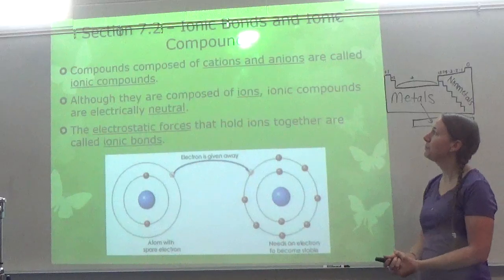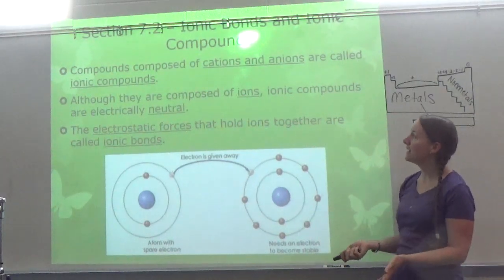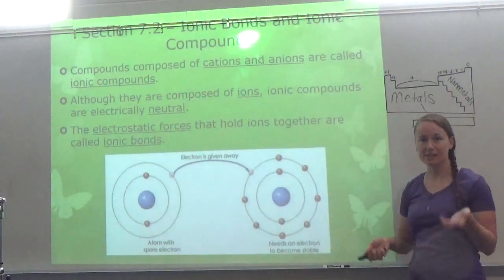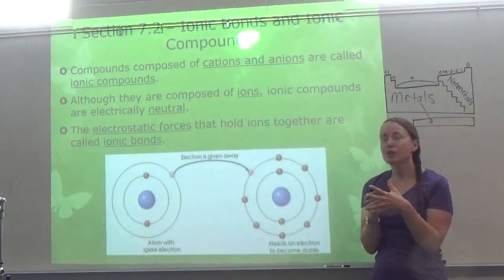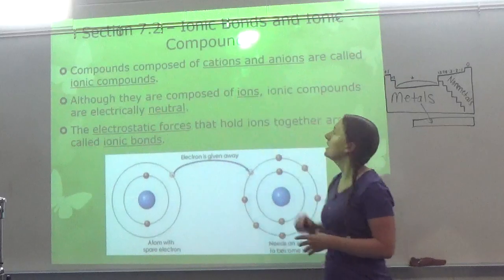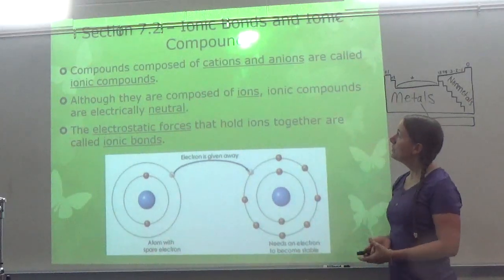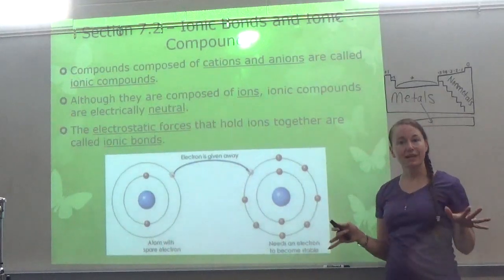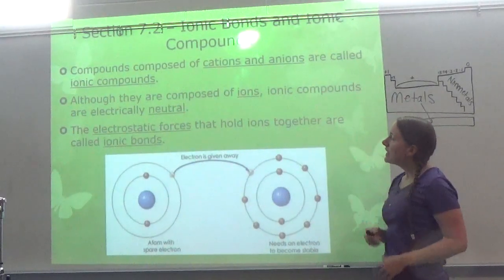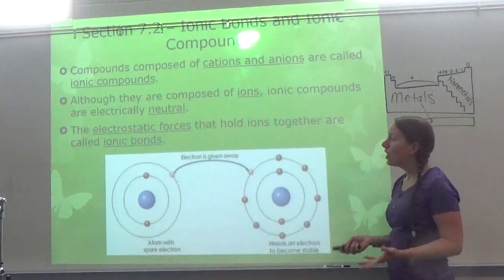So compounds composed of cations and anions are called ionic compounds. That makes sense. Ionic compounds are made of ions. They have to be opposite in charge, so we need a positive and a negative ion. Although they are composed of ions, the overall ionic compound is neutral because those charges cancel out. So the electrostatic forces that hold ions together are called ionic bonds.